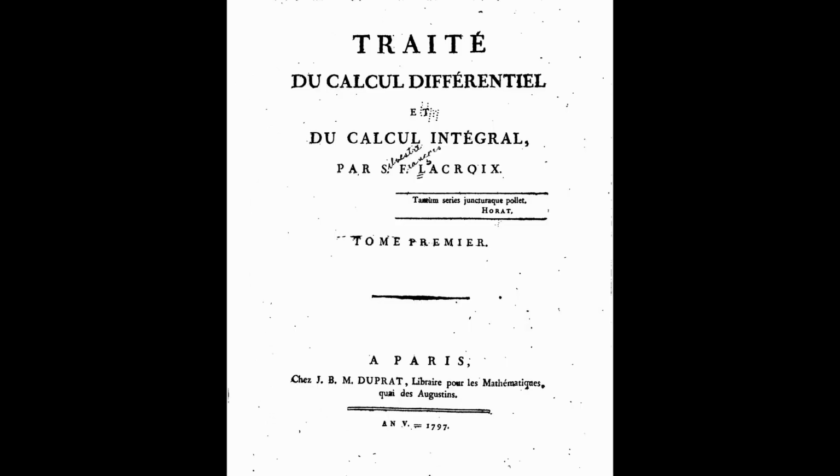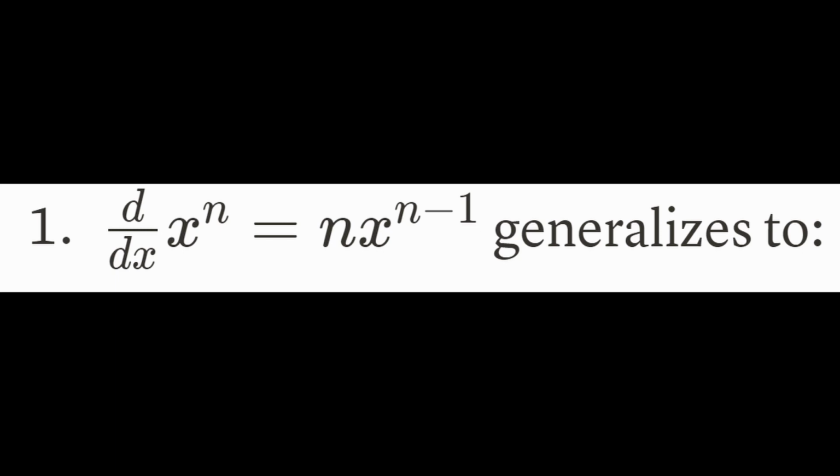L'Hopital's question would inevitably be answered in 1816 by S.F. Lacroix in his text An Elementary Treatise on Differential and Integral Calculus, where he briefly mentions a solution to L'Hopital's question, which he arrives at through the generalization of the power rule. So if we take a look at how he approaches it, you can see that he starts with the power rule, and then he continually generalizes it.